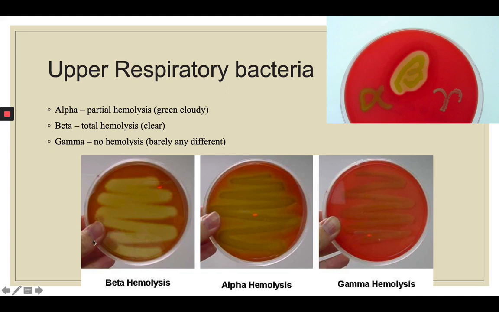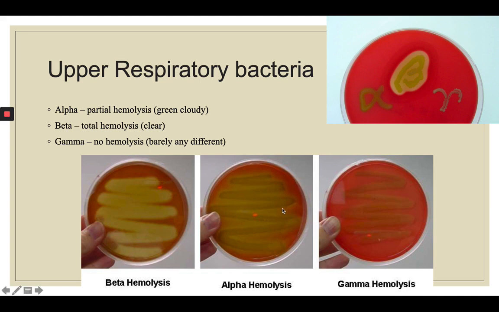and it actually leaves a very clear look. You could hold this up to the light and see straight through it. It's very, very clear. You can even see the person's fingers behind it. That's because the blood cells right there have been totally broken down and used as a food source for the bacteria. Here we have alpha hemolysis.